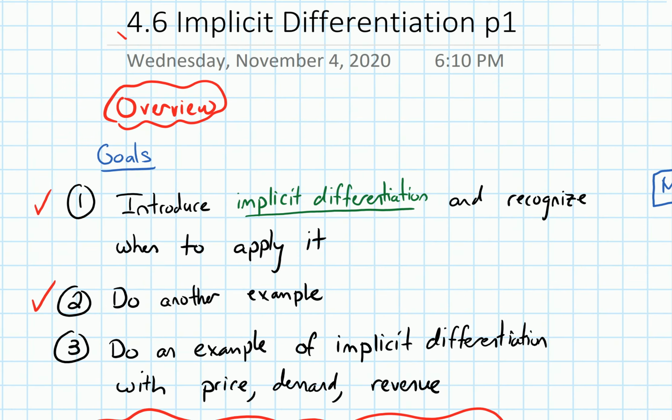So finally, in terms of our goals, we have done our final goal for this section. We did an example of implicit differentiation to one of our applications involving price, demand, and revenue.